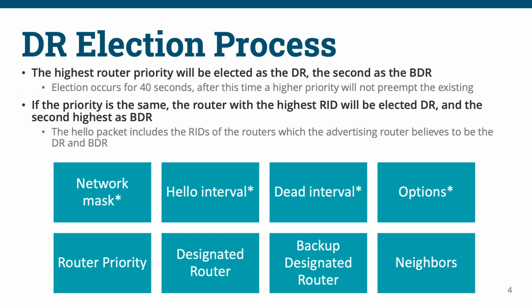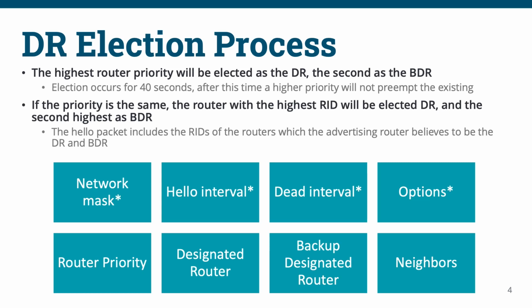The same would go if a single router were configured with a higher priority, but the remaining routers were all the same priority. The highest priority router would become the DR, and the highest RID would then become the BDR. The DR-BDR election process only occurs for 40 seconds from the time the OSPF process starts. At the conclusion of 40 seconds, if another router comes online with a higher priority or RID, it will not preempt the existing DR or BDR.